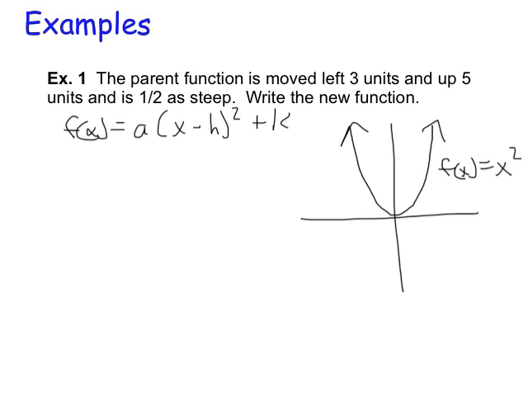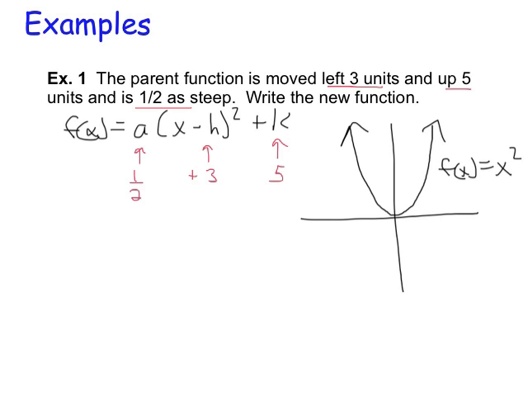Okay, so let's identify which of these pieces goes where. Alright, so first of all, I see left 3 units. Because it moves left 3 units, remember what you wrote down in your notes, left means plus h. Okay, so I'm going to plug a plus 3 right there. Then I see it moves up 5. So I'm going to plug a 5 right there. And then I see that it's 1/2 as steep. So that means I am going to plug a 1/2 right there.